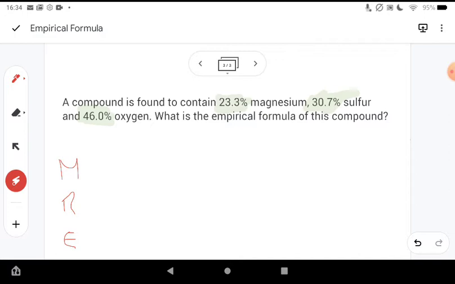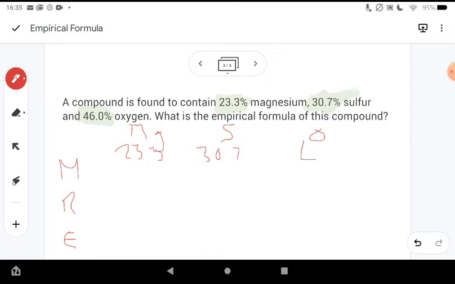And read the question. A compound is found containing 23.3% magnesium, 30.7 sulfur, and 46% oxygen. So I'm going to write those symbols at the top: Mg, S, O. I'm going to write the percentages. They might give it as masses, so they might give 0.3 grams, something like that. It doesn't matter. Whatever they give you in the question, that's what you put underneath the element. So 23.3, 30.7 and 46.0.